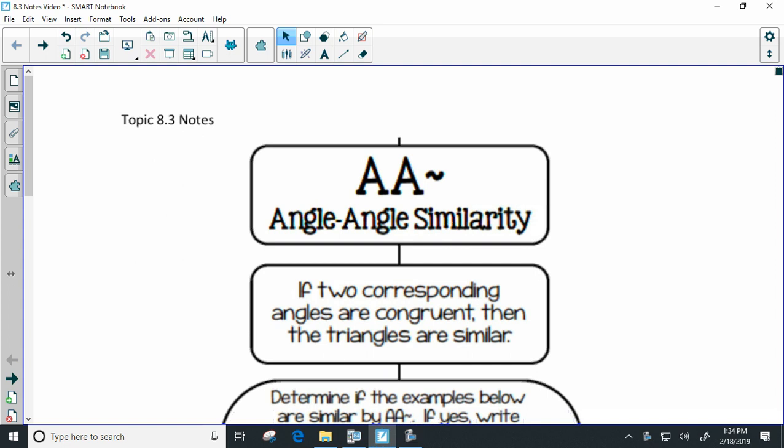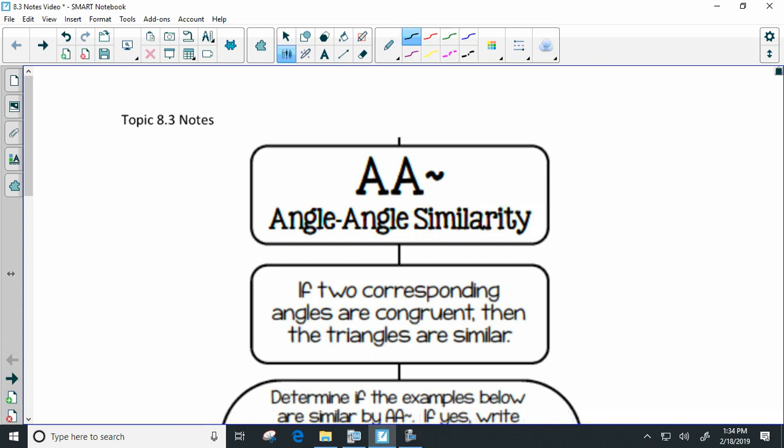So let me jump right into the notes for section 8.3. And we're going to be doing some angle-angle similarity stuff, and proving that two triangles are similar to one another. In order to do that, I guess the first thing that we should probably talk about is what it means to be similar. Make sure we have an idea for what this word means.